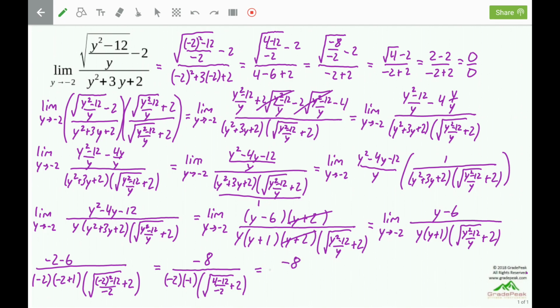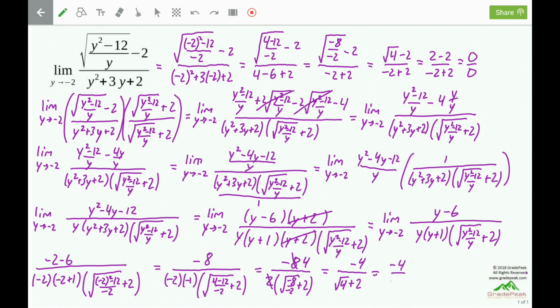So we'll have a negative 2 divided by negative 2 times negative 1, which is a positive 2. And we will have the square root of 4 minus 12, which is negative 8, divided by negative 2, and then plus 2. Now the negative 8 and the 2 can cancel partially by a factor of 2, leaving a 4 in the numerator with the negative still. So negative 4 divided by, and the square root of negative 8 over negative 2 is the square root of 4, plus 2.